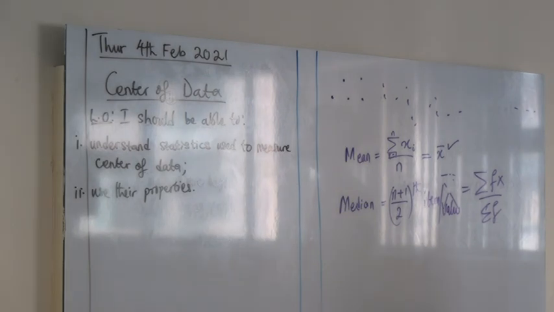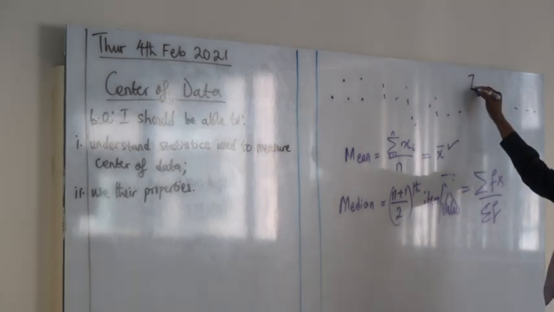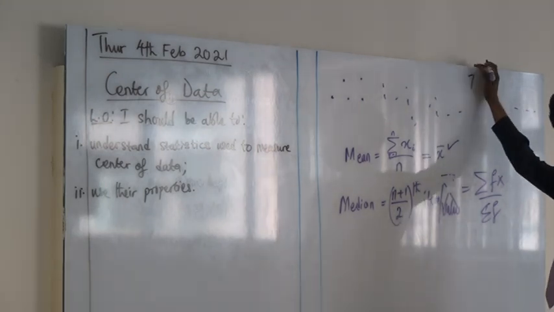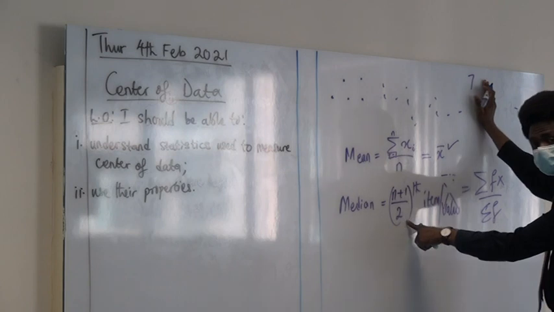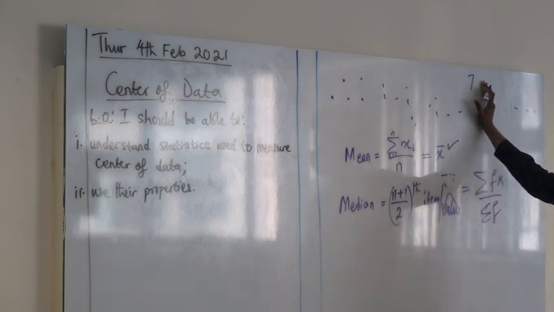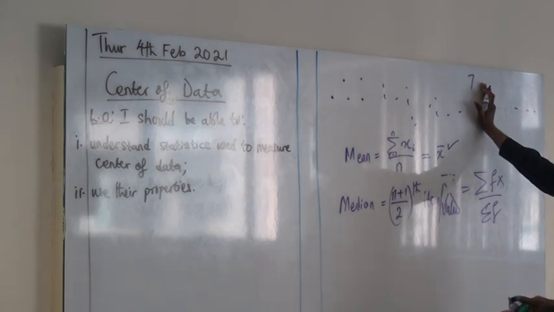This is the position of the median. So if n is an odd number, say 7, and you have 1 to 7, number 4 is your median. And that 4 is 7 plus 1 divided by 2. So this is not the median, this is the position of the median. Understood?